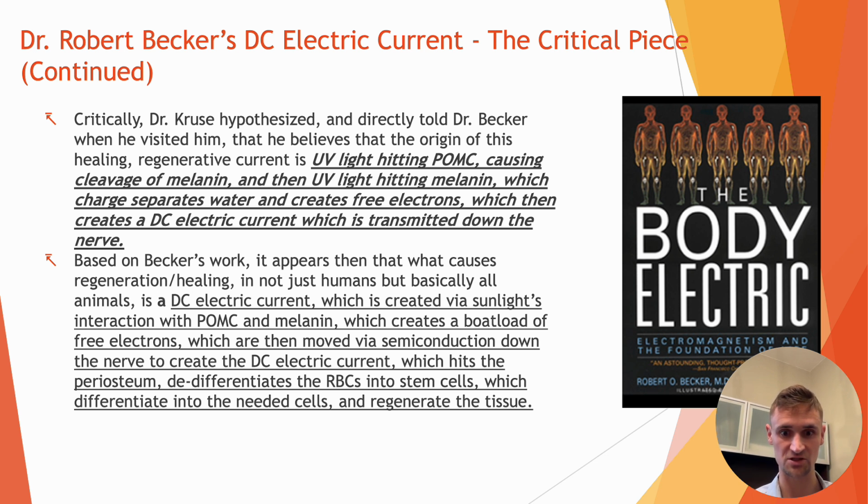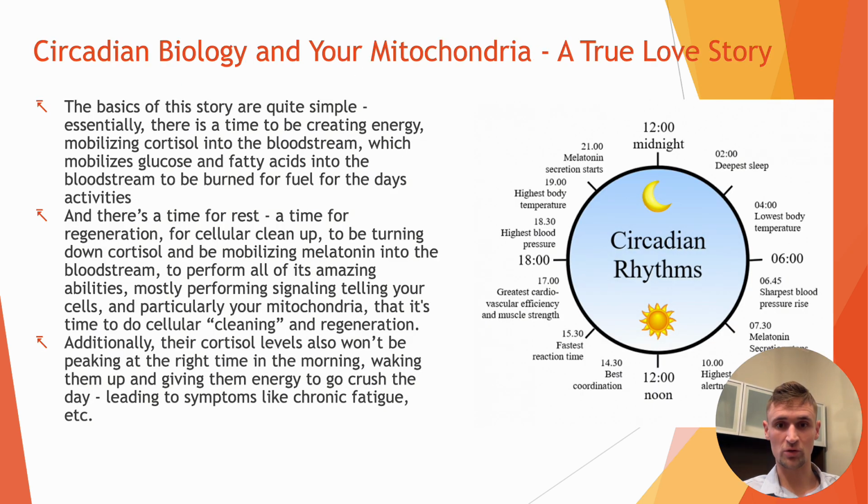And they found this not just in humans, but in all animals and in all tissues: a DC electric current, which is created via sunlight's interaction with POMC and melanin, creates a boatload of free electrons, which are then moved via semiconduction down the nerve to create the DC electric current, which then hits the periosteum of the bone, de-differentiates the red blood cells into stem cells, and then those differentiate into the needed cells and regenerates the tissue. So that is the story of Becker and his DC electric current and POMC and melanin.